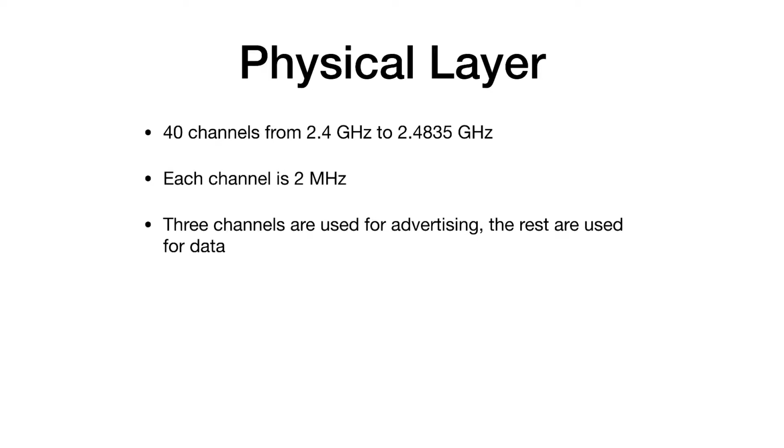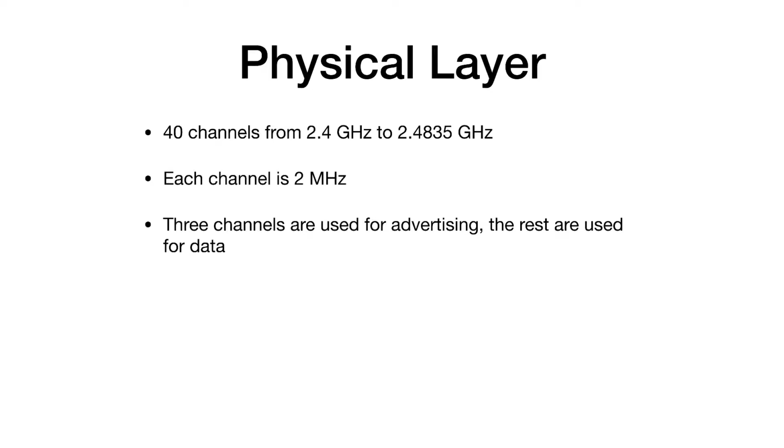But what's interesting is that there are 3 channels that are used for advertising, and the rest are for data. So think about that. Why would there be certain channels set aside for advertising? Let's think of Wi-Fi for a second. Wi-Fi, there's no concept of advertising, right? Well, there is, sorry, I correct myself. There is through beacon frames, but there's no set channel or place where that happens.